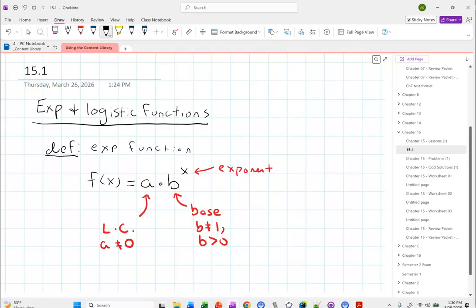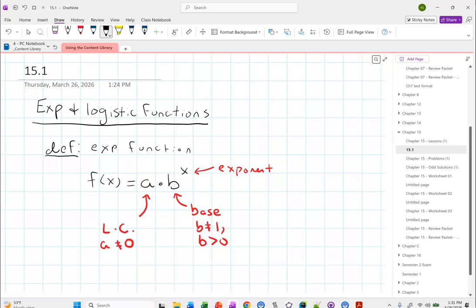Why do we not allow the leading coefficient to be 0? That would be a constant function, right? Everybody agree? Why do we not allow the value for b to be 1? Because isn't 1 to any exponent just 1? Yes, 1 to any power is 1, and then 1 times a is just a, which would mean we'd have a constant function again.